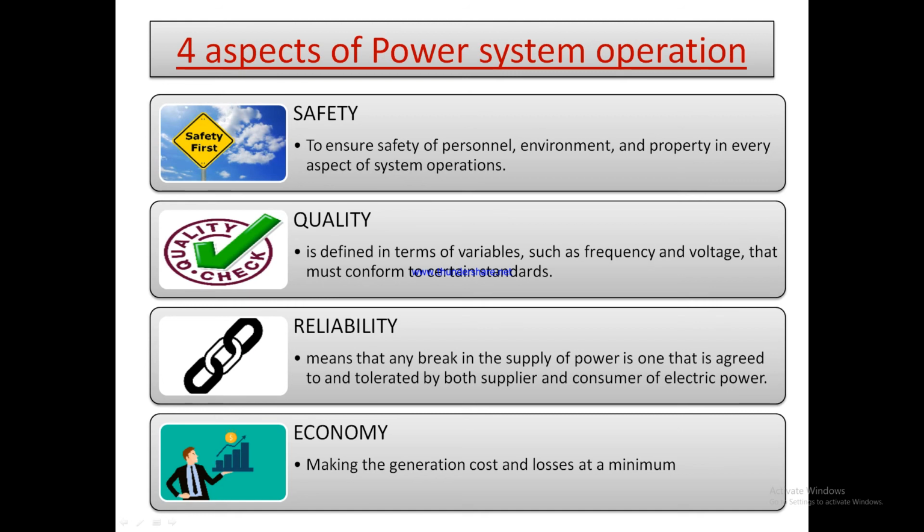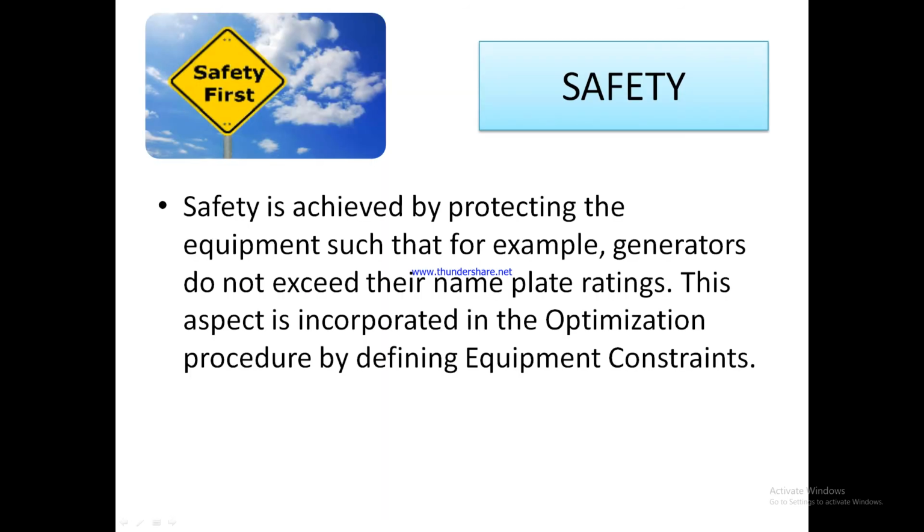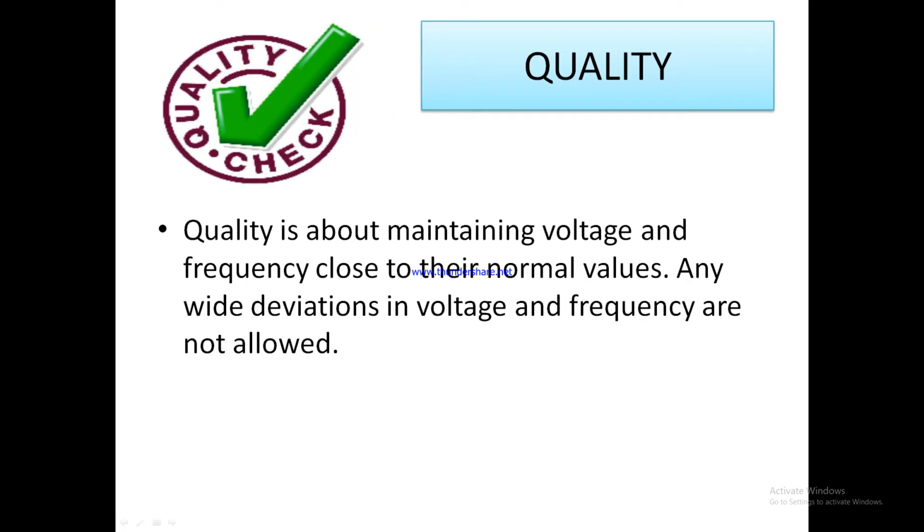System engineers operate the power system ensuring safety, quality, reliability, and economy. Safety is achieved by protecting the equipment such that, for example, generators do not exceed their nameplate ratings. This aspect is incorporated in the optimization procedure by defining equipment constraints. Quality is about maintaining voltage and frequency close to their normal values. Wide deviations in voltage and frequency from rated values are not allowed.